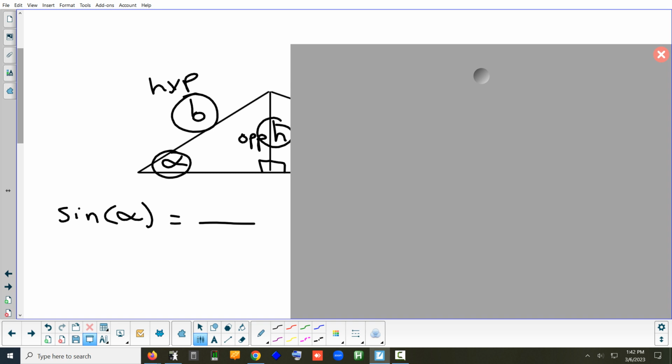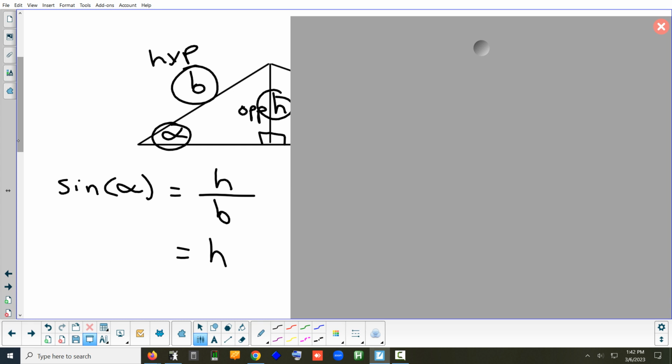So the sine of alpha equals, and what would go on the other side? Opposite over hypotenuse. So in this case, what's opposite? And what's the hypotenuse? B. Now, when we started, I told you my goal was to get a formula for h. So I'd like to have a formula with h by itself. Why I want to get h by itself, you'll see why in a minute. 2 minutes.